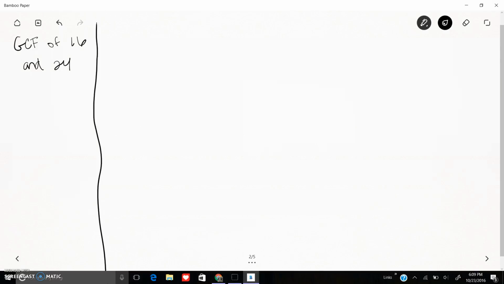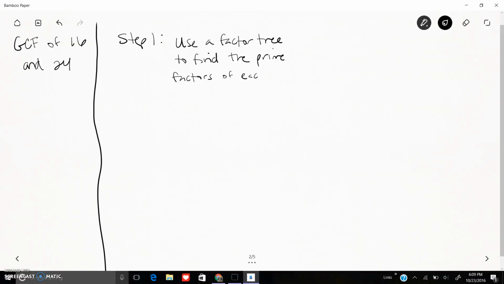Let's work on some greatest common factor problems and show you how to do the steps. I want to find the GCF of 16 and 24. My first step is to make a factor tree. So I'm going to use a factor tree to find the prime factors of each number. I'll do this in a little bit of a column.